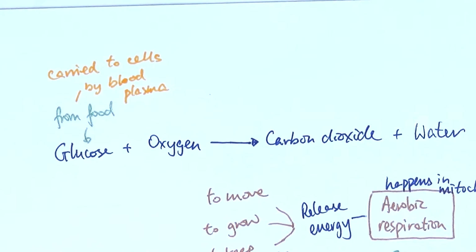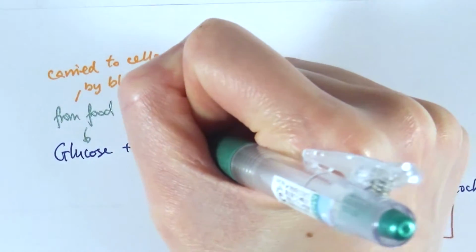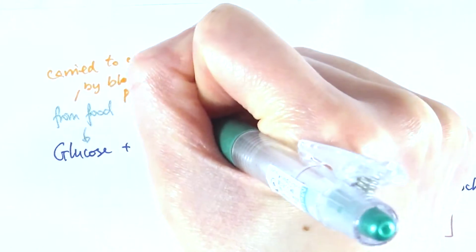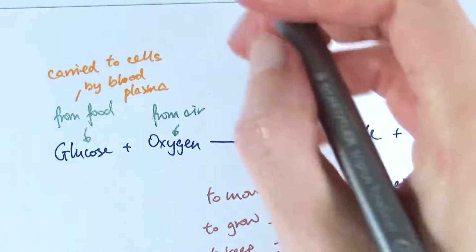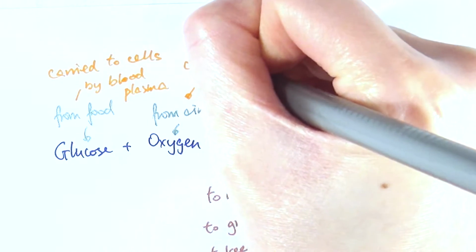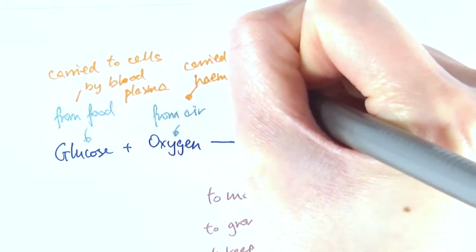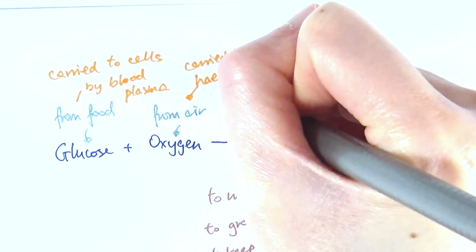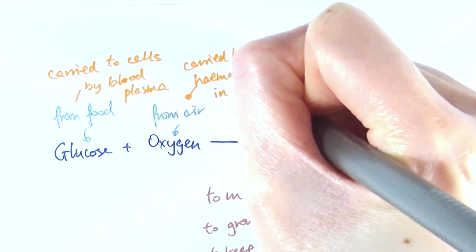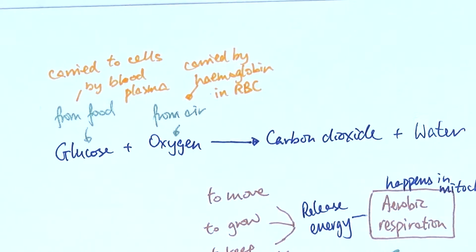Then the oxygen, for us, we simply breathe it in, right? So it's from the air around us. And again, it is also carried by the blood, but specifically it is carried by the hemoglobin, which is a specific protein inside the red blood cells. Oxygenated blood looks red because the hemoglobin will turn red if it's got oxygen bound to it, but it will turn to a darker purple color if it doesn't have oxygen bound to it. So it's carried by this hemoglobin protein inside our red blood cells.